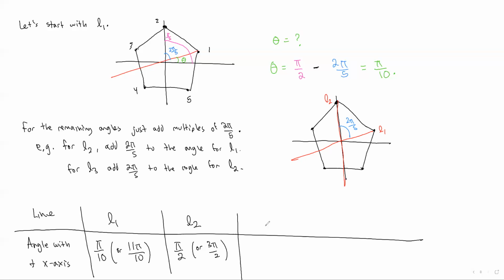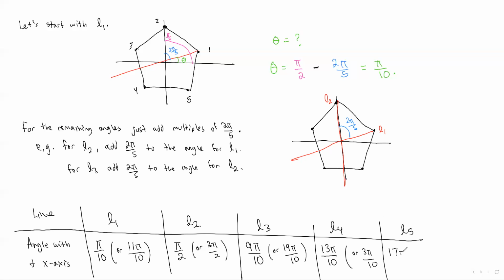For L3, again, add 2 pi over 5. So it's 9 pi over 10 or 19 pi over 10. For L4, it's 13 pi over 10 or 3 pi over 10. And finally, for L5, it's 17 pi over 10 or 7 pi over 10. So those are our angles.